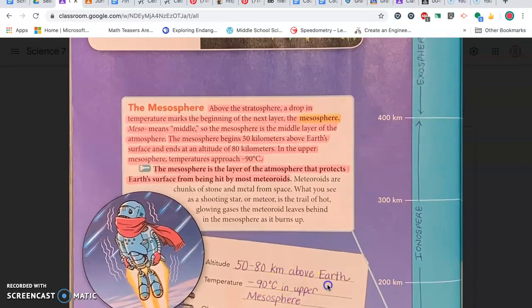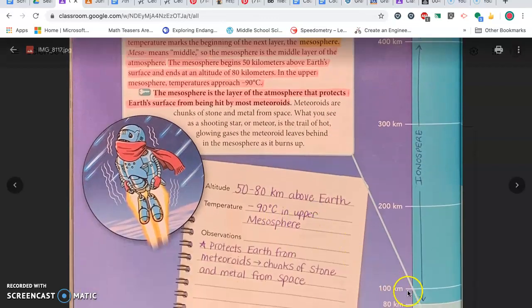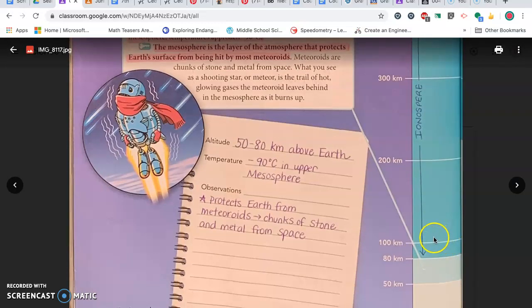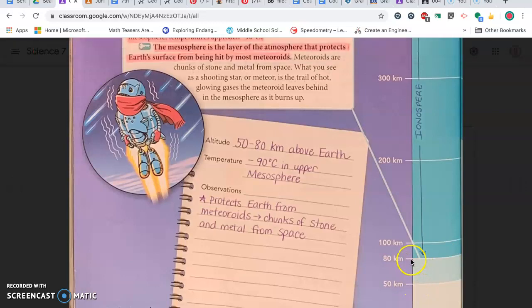Oh yeah, I'm sorry, I was not low enough. This darker blue is the next level up. We're right here in this medium shade of blue. And so the mesosphere is going to run from 50 kilometers above Earth to 80 kilometers above Earth. And it's going to be fairly chilly. In general, the temperature in the mesosphere is about negative 90 degrees Celsius.